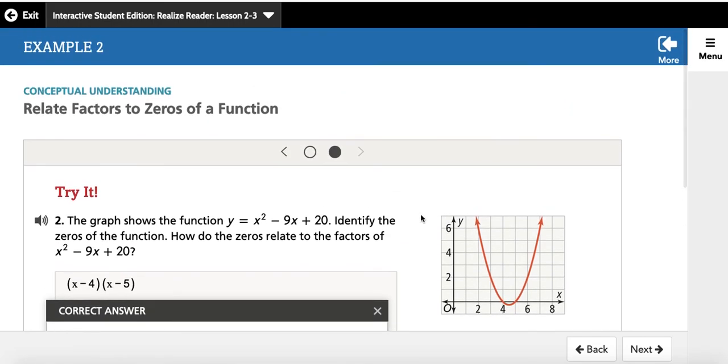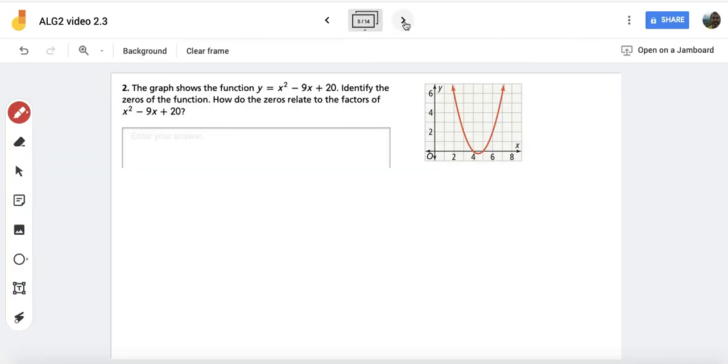This section is just having us realize how they're related. Not too many problems I think that they're going to give us to do.